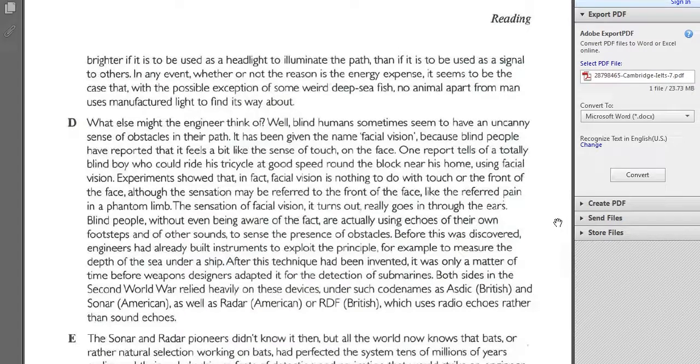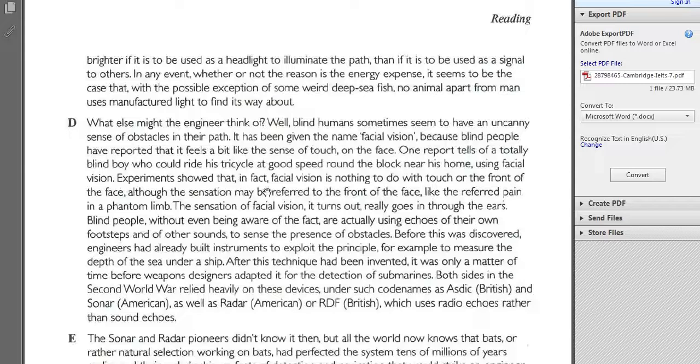And by reading carefully, I can see that it says, well, blind humans sometimes seem to have an uncanny sense of obstacles in their path. It has been given the name facial vision because blind people have reported that it feels a bit like a sense of touch on the face. One report tells of a totally blind boy who could ride his tricycle at good speed round the block near his home using facial vision. Okay, again, facial vision. I haven't found my answer yet, but I am close. I'm in the right area.